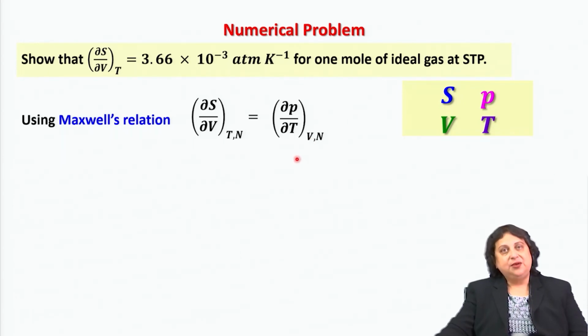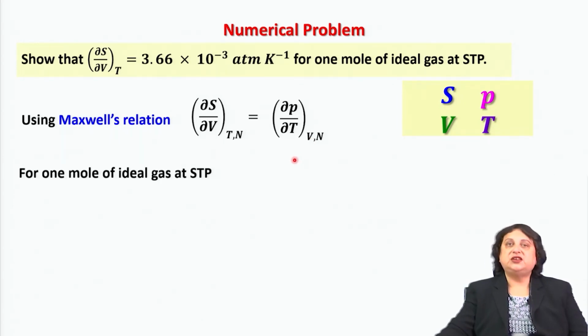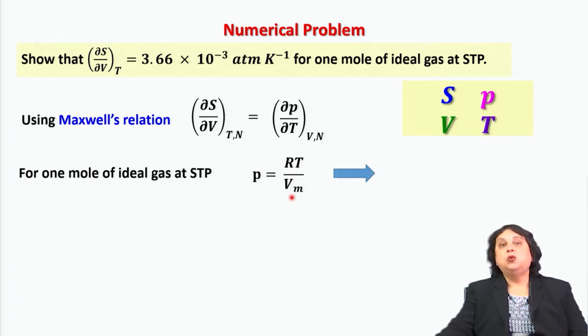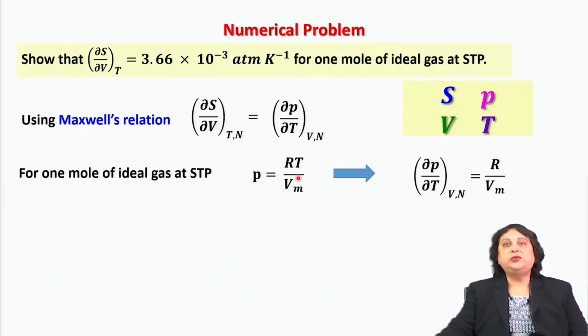Now, this tells me that I can very easily use the equation of state of an ideal gas, because for 1 mole of it at STP, I must have P equal to RT divided by Vm. So, what is Vm? Vm is the molar volume of the gas at STP, and then I would be able to write down what is del P del T at constant V. If I keep this volume constant, then del P del T V turns out to be R divided by Vm.